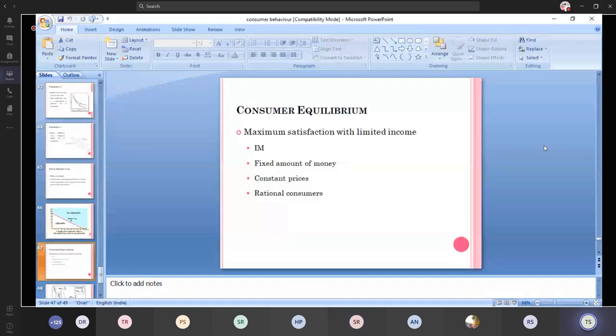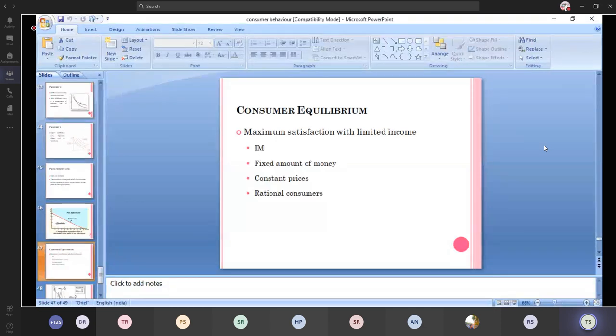Okay. Next one is the consumer equilibrium. Consumer equilibrium is the concept which comes under the ordinal approach. Here also the maximum satisfaction of the consumer is considered with his limited income. So always we discuss this on the assumptions. The consumer has limited money in his hand, and he is going to buy those two commodities which are available in the market. Out of his limited money, he is going to maximize his satisfaction.